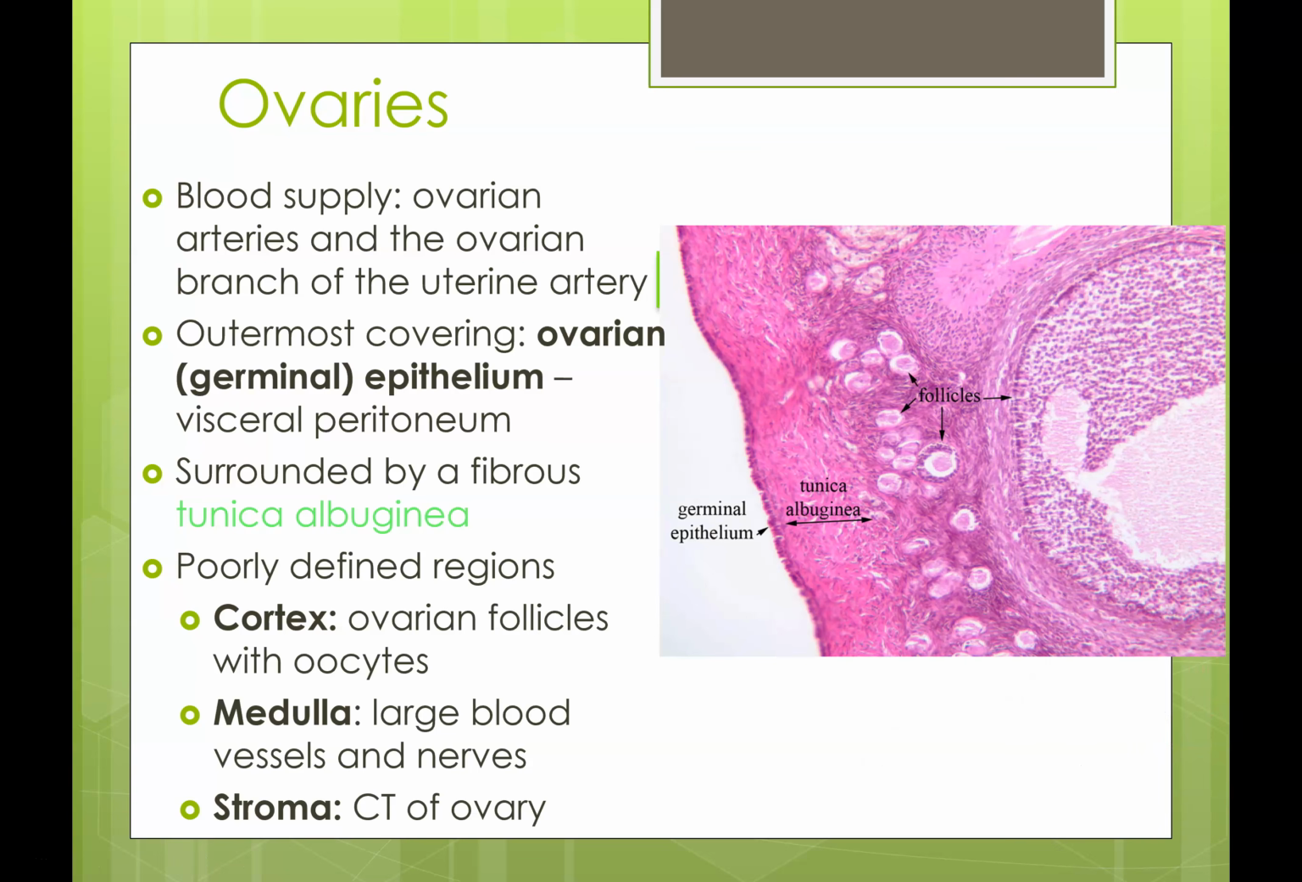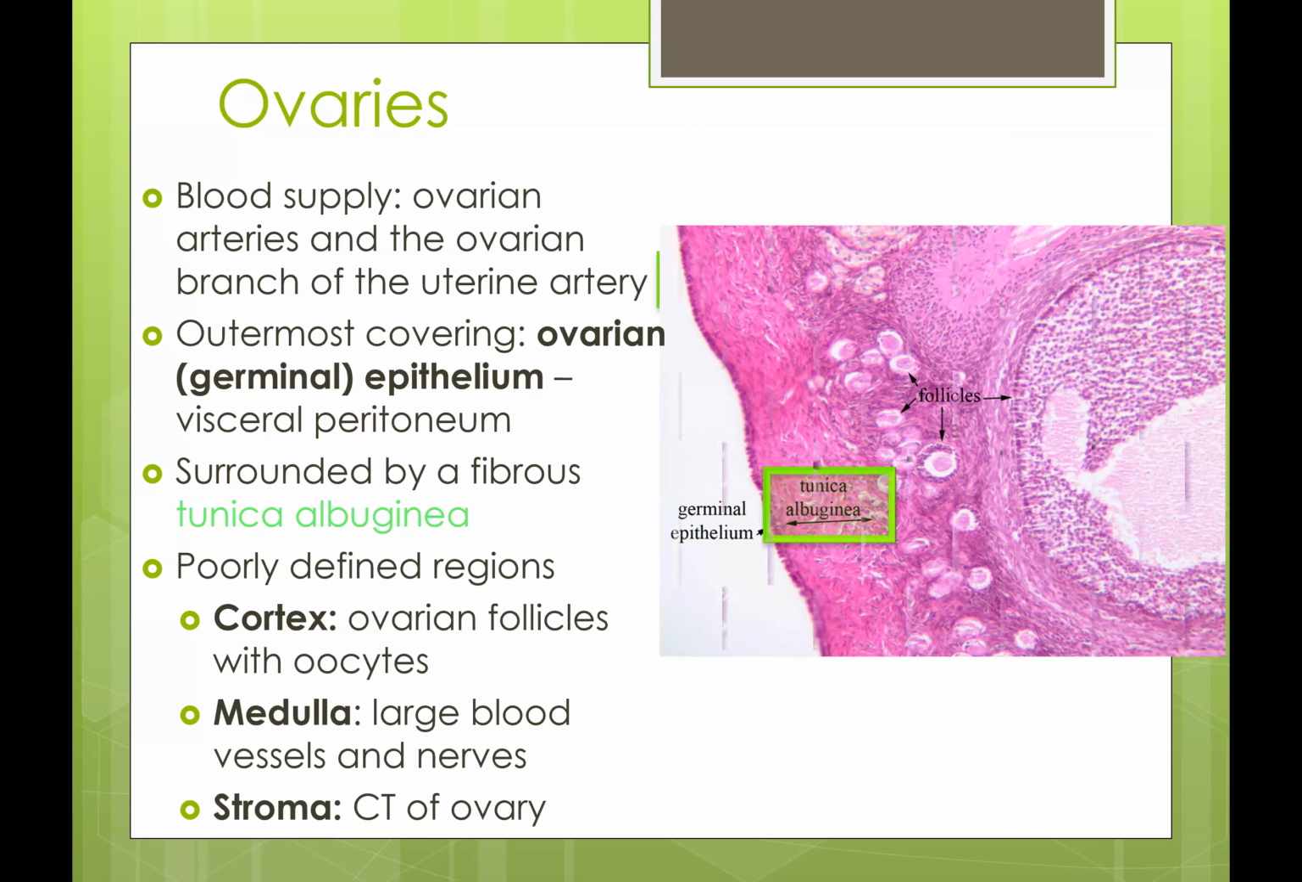Our ovary's outermost covering is going to be the ovarian or germinal epithelium. Basically, this is going to be a visceral peritoneum, and it is surrounded by a fibrous tunica albuginea, which is why it has that white color to it.